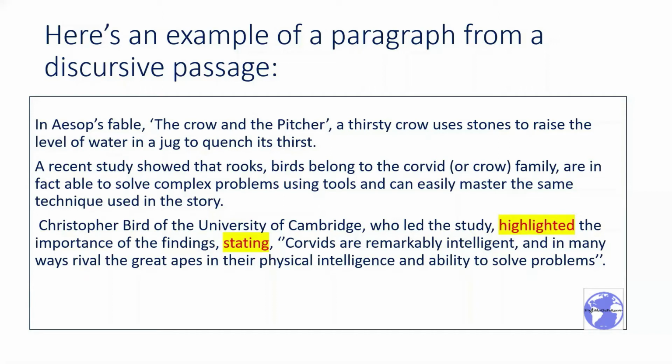So you can see that the words highlighted and stating are used, and there is a quote from a specific person. So this is the beginning of a discursive passage where the writer will argue that rooks, a type of corvid bird, are able to solve problems using tools.